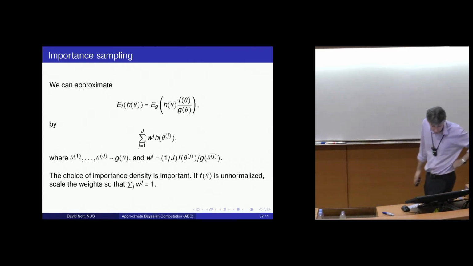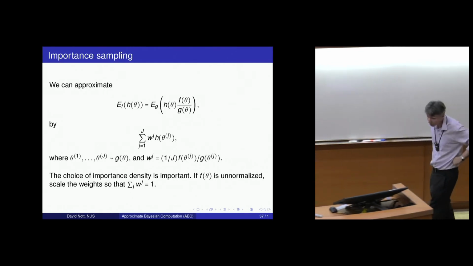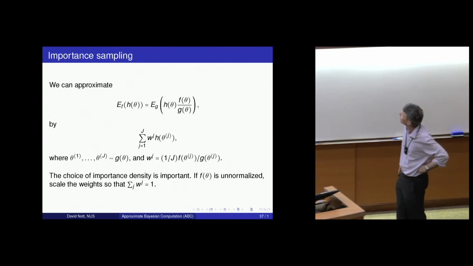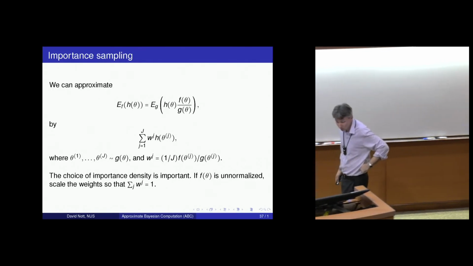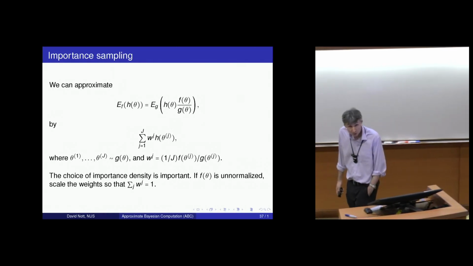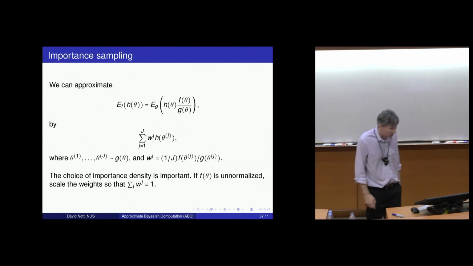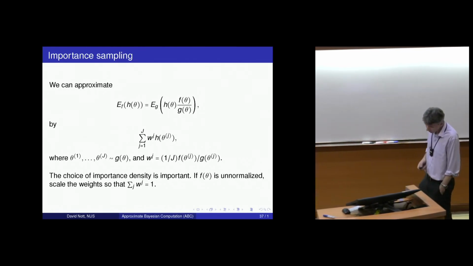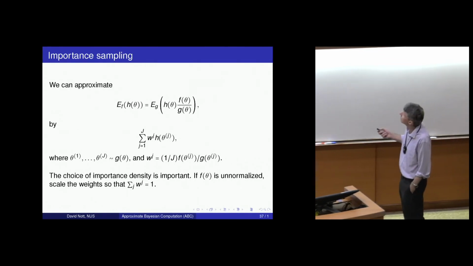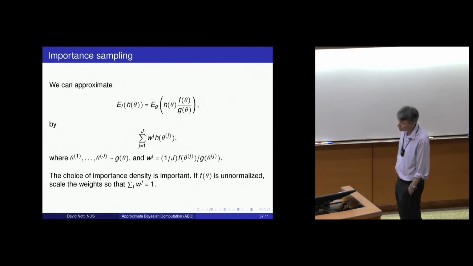Now, the choice of the proposal density or the importance density is important. If g is a poor approximation to f, then the weights will have high variance. If f of theta is unnormalized, you can just scale the weights so that they sum to one.